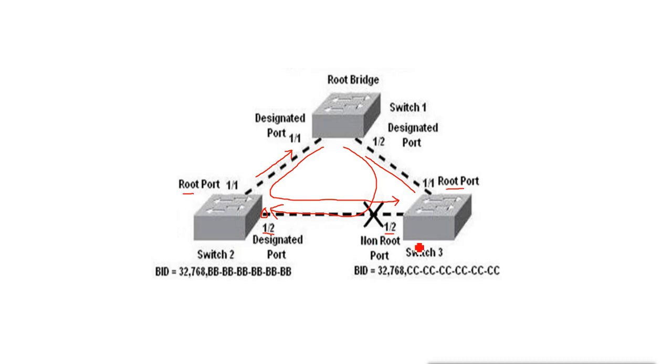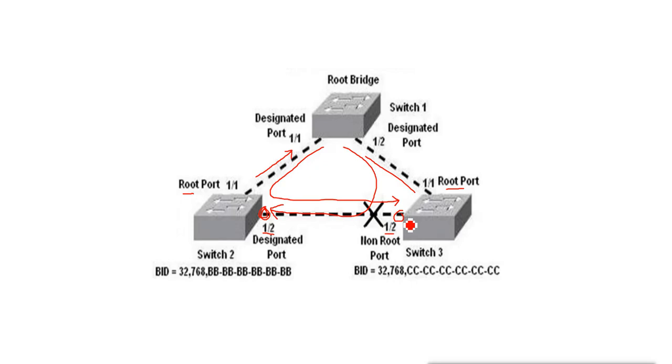If they are connected directly, then who will block the port? Switch 2 or switch 3? It can be blocked from this side or from this side. It cannot be blocked from both sides. It can only be blocked from one side. Now why is that? Because if it is blocked on both sides, then remember the blocking state, they will not exchange any BPDUs.